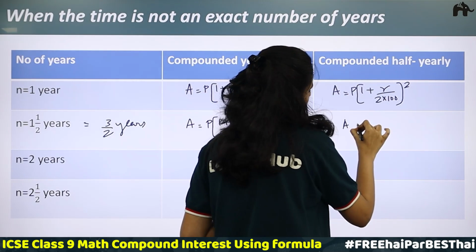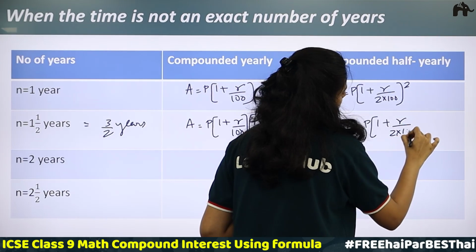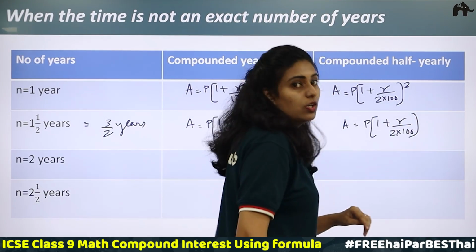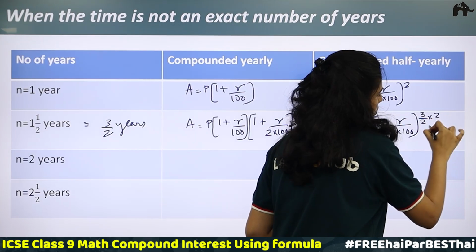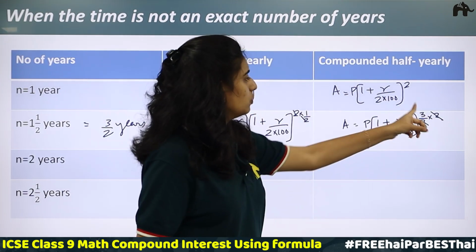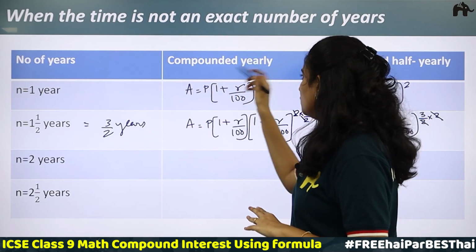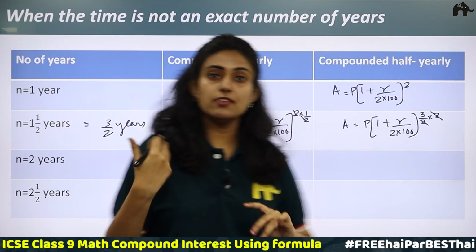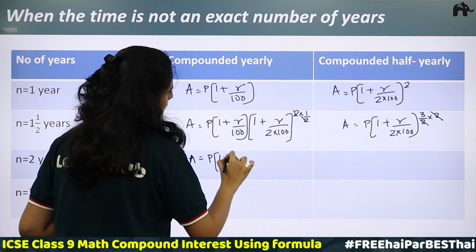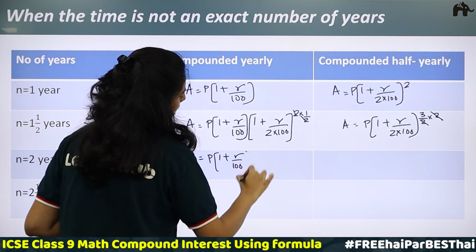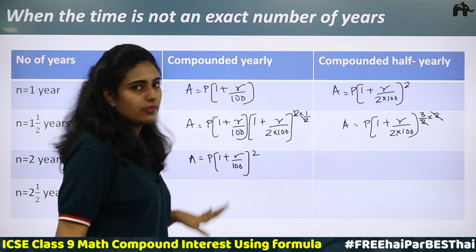That is A is equal to P into 1 plus R by 2 into 100 whole raised to n into 2, that is 3 by 2 into 2, cancelling the 2, you will be getting 3 here. Okay, next for 2 years, what will be the compound interest? That is when the interest is compounded yearly, amount will be equal to P into 1 plus R divided by 100 whole square. Just put the value of n is equal to 2.